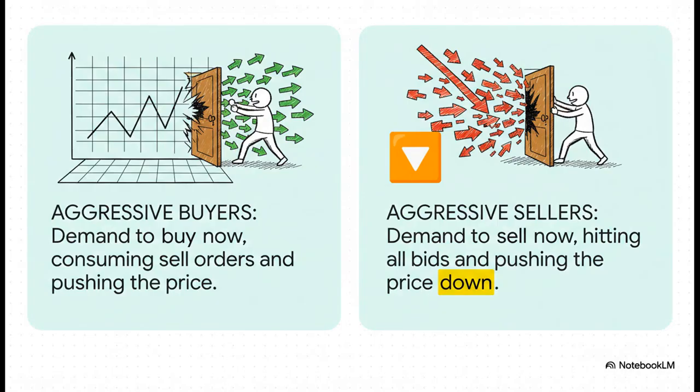So you've got two flavors of these aggressors, right? You have your aggressive buyers, who are demanding to buy this second. They eat up all the available supply and push the price higher. Then you've got your aggressive sellers, who are desperate to sell now. They hit all the bids and force the price down. They're the ones kicking the door down, not waiting for someone to politely open it.